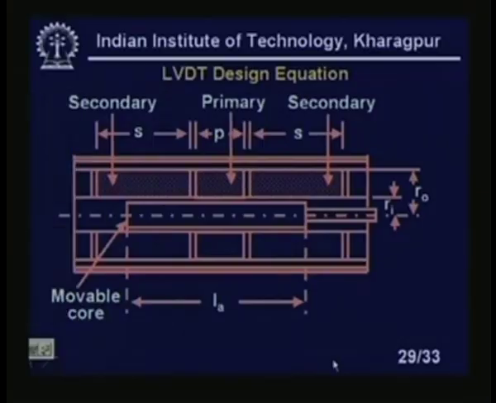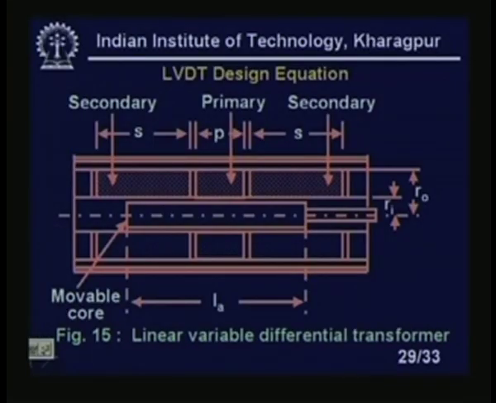Now, how to design this LVDT? This is the schematic of our LVDT. You see the two primary windings; this is basically a cylinder. Here we have this iron core. This is our primary coil, and there are two identical secondaries.